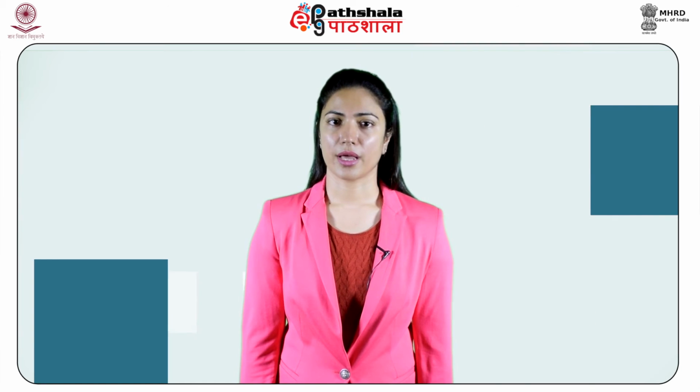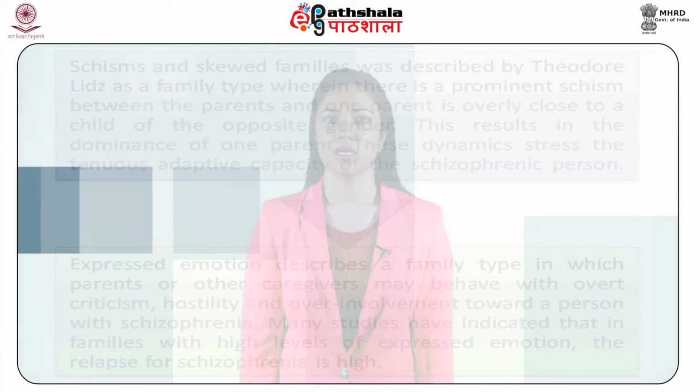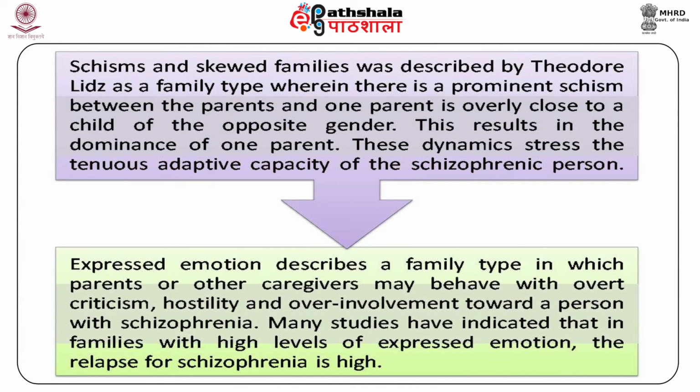Some evidence does indicate that people diagnosed as schizophrenic often grow up in families where communication is disordered, and where at least one parent is critical and over-controlling. Schism and skewed families was described by Theodore Lidz as a family type wherein there is a prominent schism between the parents and one parent is overly close to the child of the opposite gender. This results in the dominance of one parent. These dynamics stress the tenuous adaptive capacity of the schizophrenic person.